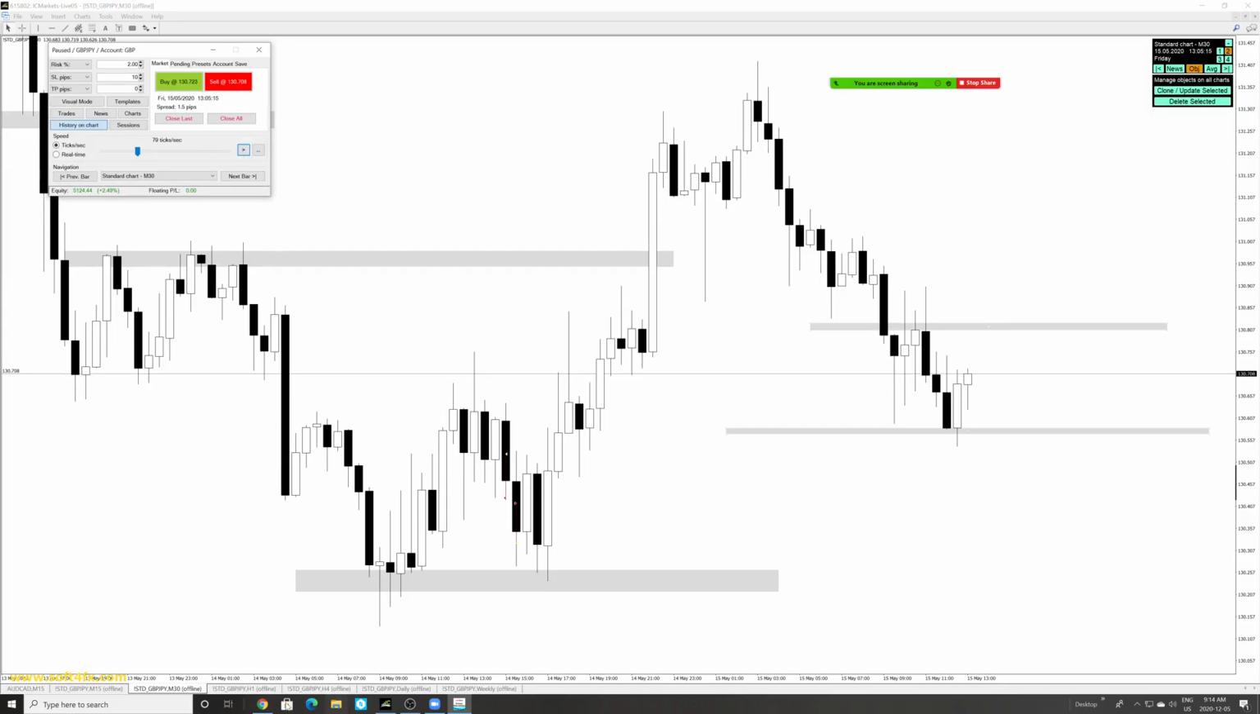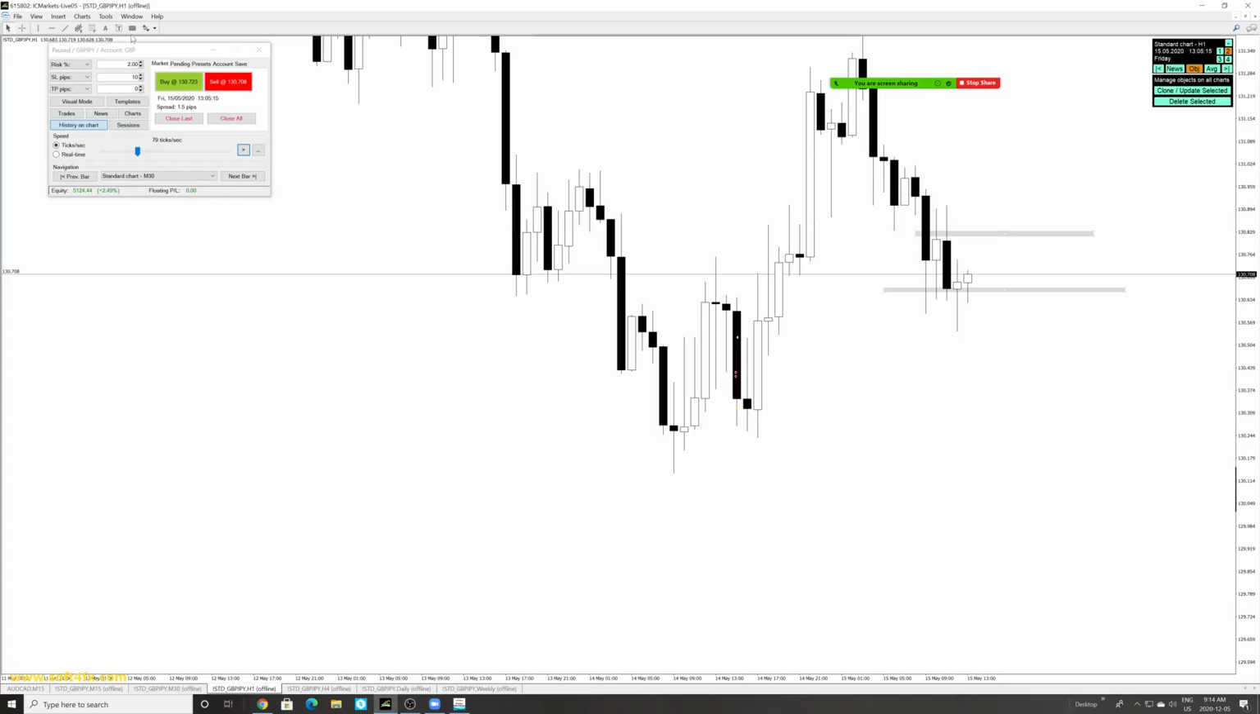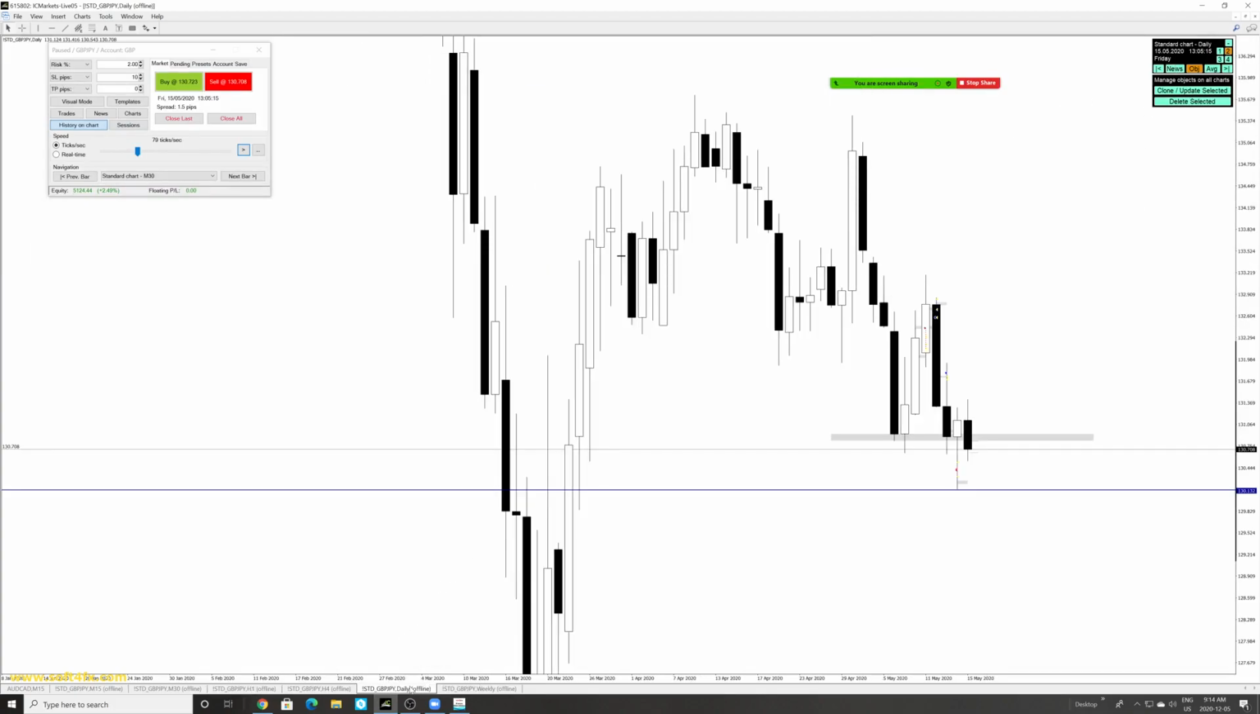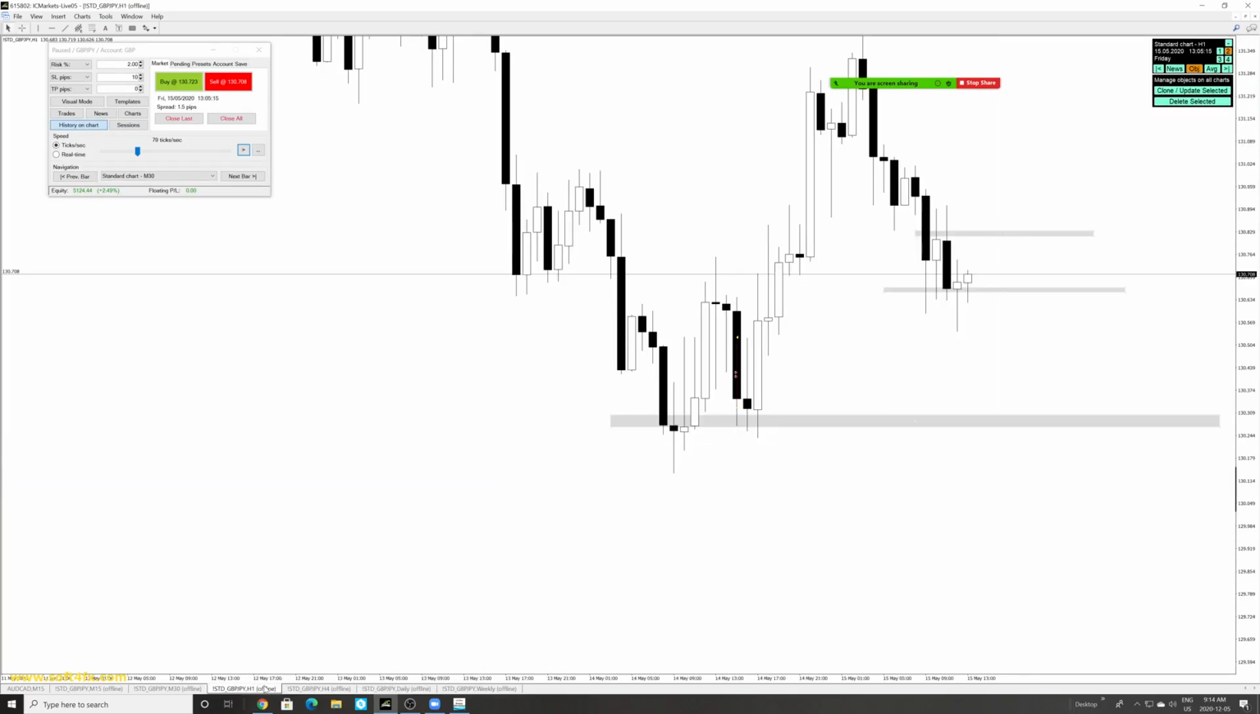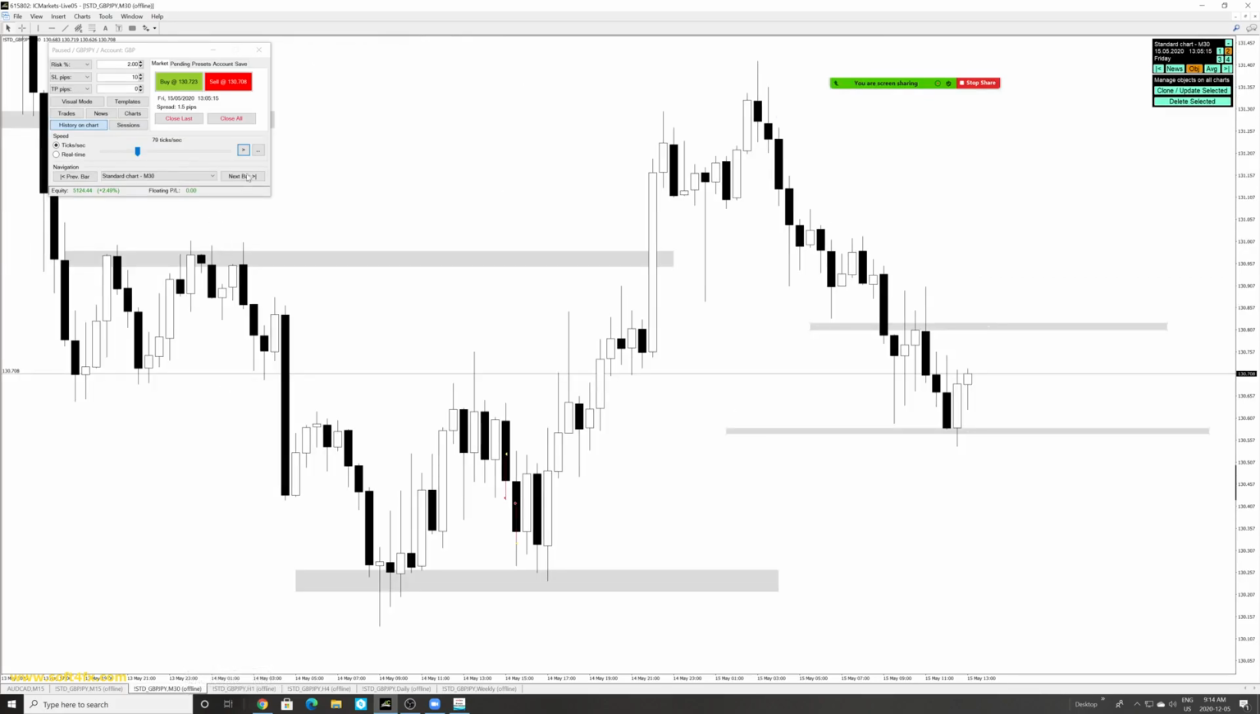Because if we're coming down, we should be coming down towards this support right over here. And what I want to do is clone this over to the daily and see what that is. So on the daily, it's this complete wick fill right over here. Okay. All right. Perfect. The stage is set now, right?